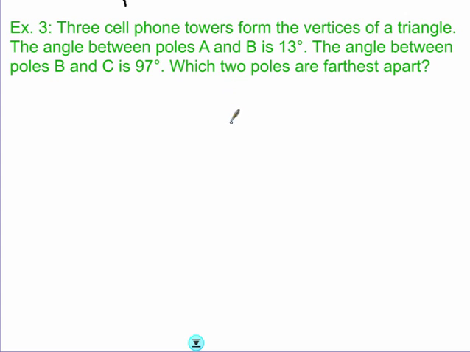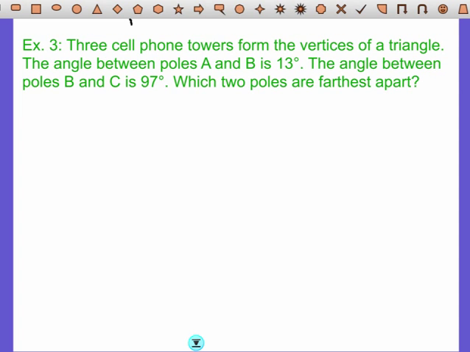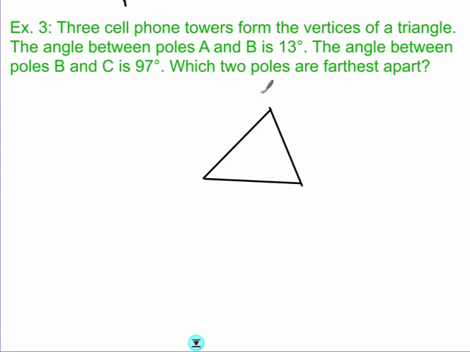We've got to come up with our, well, maybe I do need to draw a picture. Let's draw a picture. So we need to be able to come up with what we know from here. So let's make a triangle, more or less. That'll work. Okay, and let's name these A, B, and C. And it says the angle between poles A and B is 13 degrees.